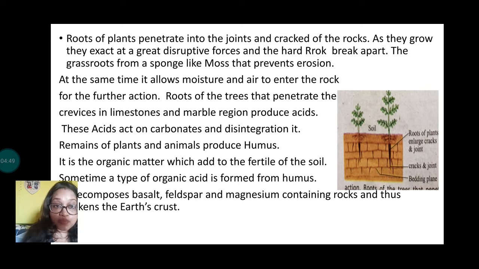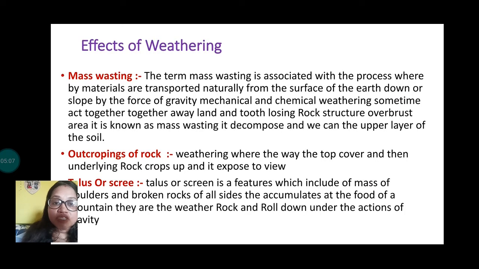Decomposed basalt, feldspar, and magnesium-containing rocks, these minerals contained in the rock, are also mixed with the crust. The upper layer of the crust is known as regolith. The thin uppermost layer of the regolith is known as soil.